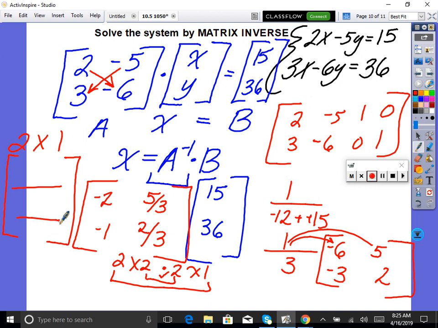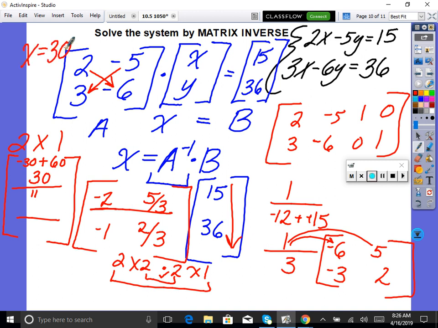Here we go. So then you would do -2. So you're doing your first row, first column. So let's do first row times our first column. -2 times 15 is -30 plus, and then you're doing 5/3 times 36. Now guys, look, you can do it in any order. 36 divided by 3 is 12. 12 times 5 is 60. Do you guys see how order doesn't matter? I did that so it's smaller numbers, so I didn't even have to use a calculator. So we have -30 plus 60, which is 30, so x equals 30.